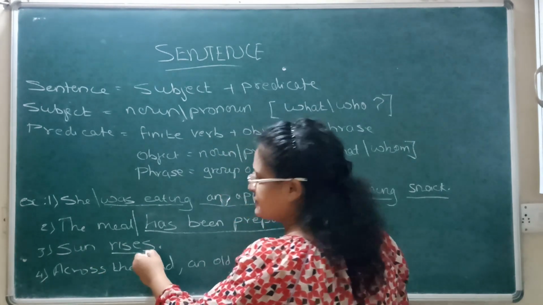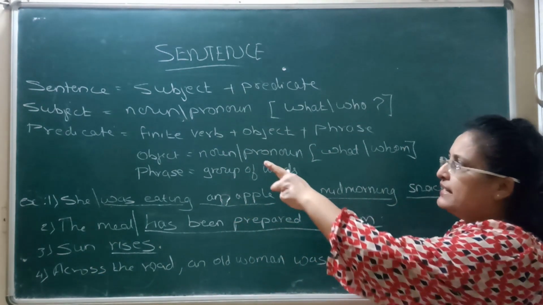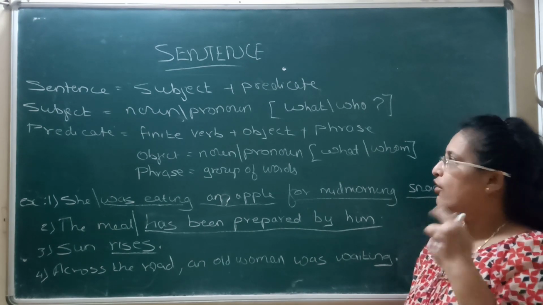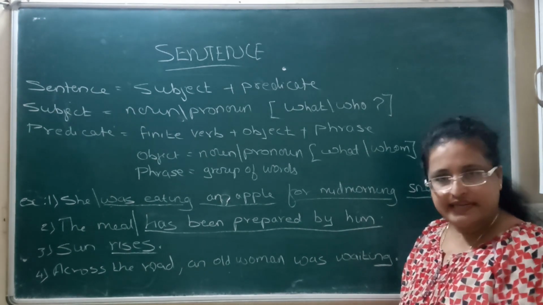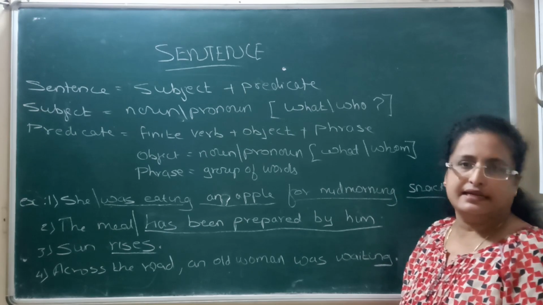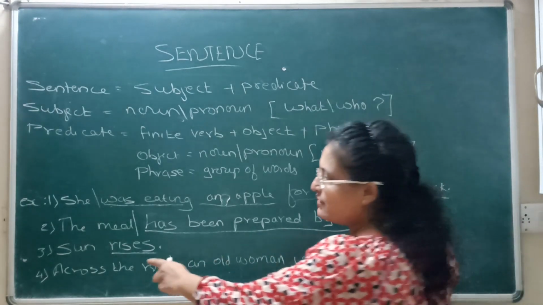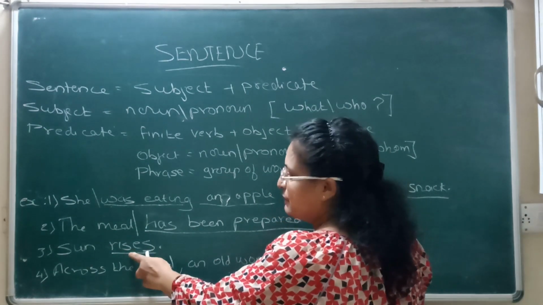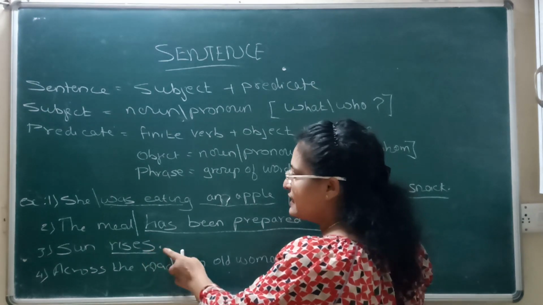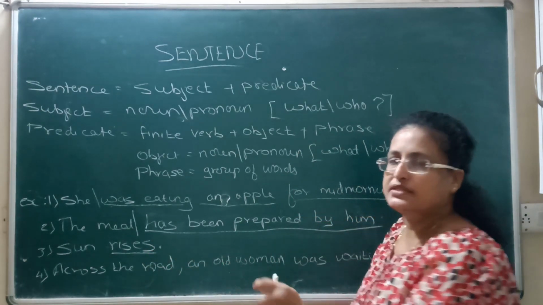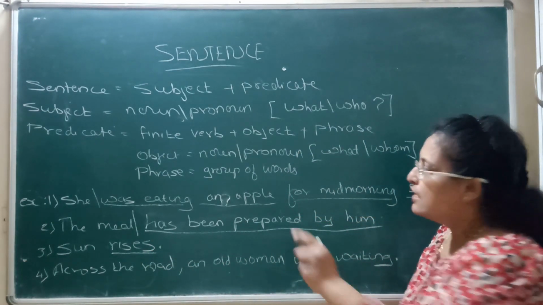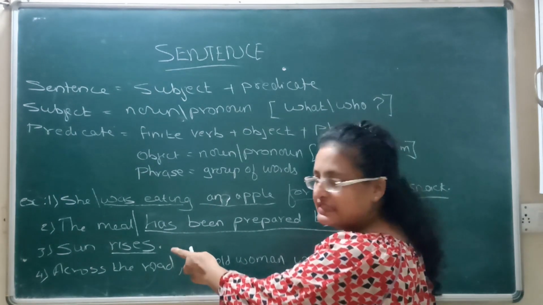तो ये क्या है? Predicate है. Rises. एक ही word का मैंने बोला था ना, predicate में finite verb होना जरूरी है. Object, phrase होना not necessary, but predicate must contain a finite verb. So, if you see here, sun rises. Since predicate has a finite verb, this is a sentence. Even though it is just made up of only two words, but it is definitely a complete sentence.